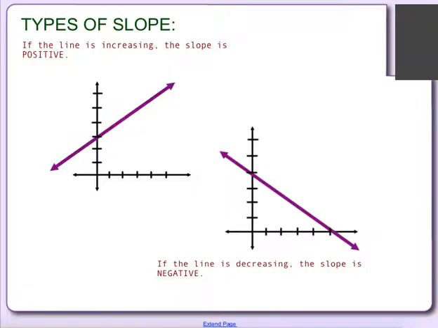We have a couple different types of slope that we're going to talk about in this one. First is positive. If the line is increasing when we look from left to right, we say that the slope is positive. If it's decreasing left to right, just like we read a book, we say that the slope is negative.